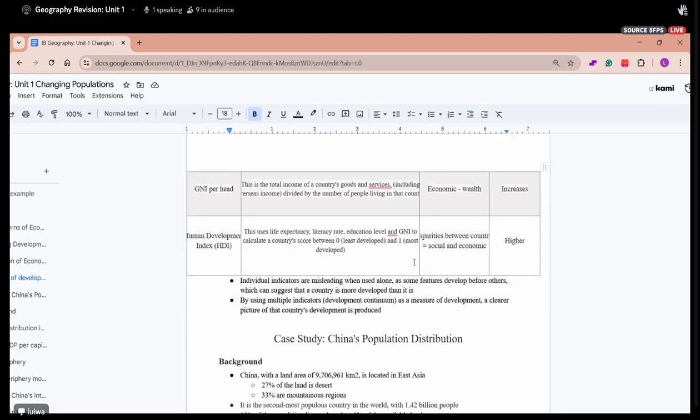Individual indicators are kind of misleading when they're used alone. However, by using multiple indicators together as a measure of development, a clearer picture is produced. So with that, let's look at a case study together. It's a case study of China, and we'll go over it in depth in terms of population growth and how its population is distributed both internationally and on a regional scale.